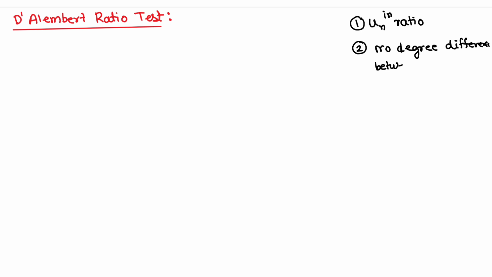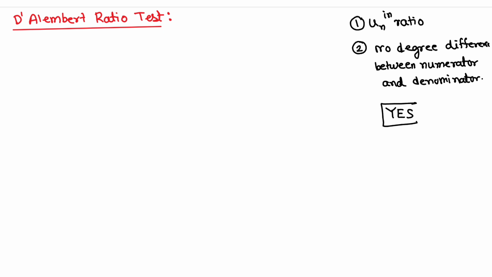between numerator and denominator. So un will be in ratio format, and number 2 is there will be no degree difference between numerator and denominator. So question is, can we use D'Alembert ratio test if there is any degree difference between numerator and denominator? Answer is yes.